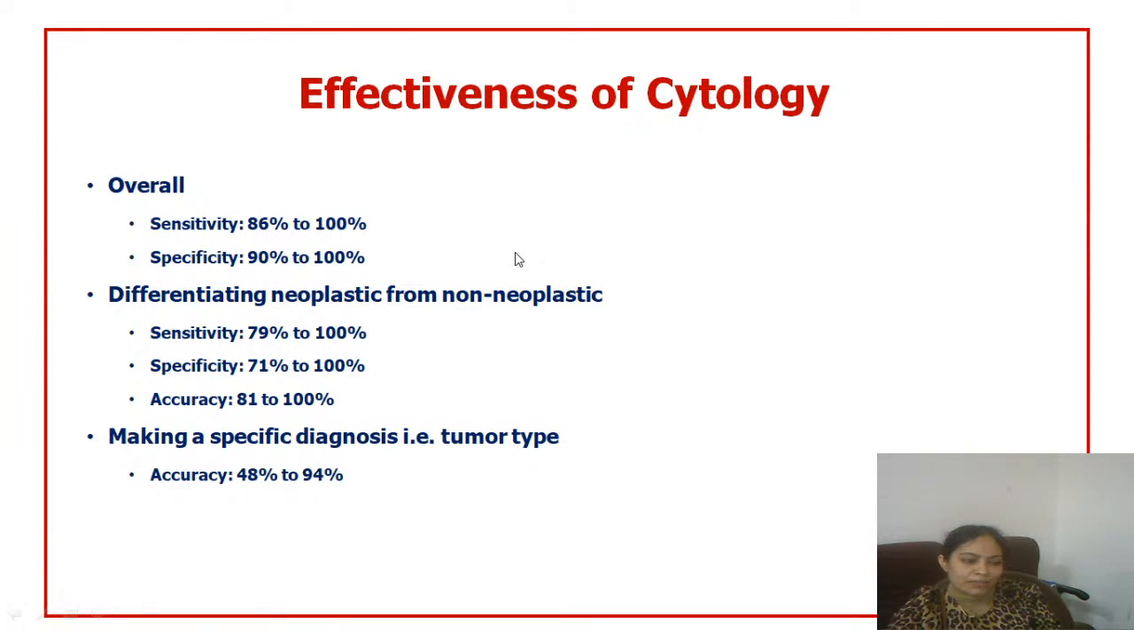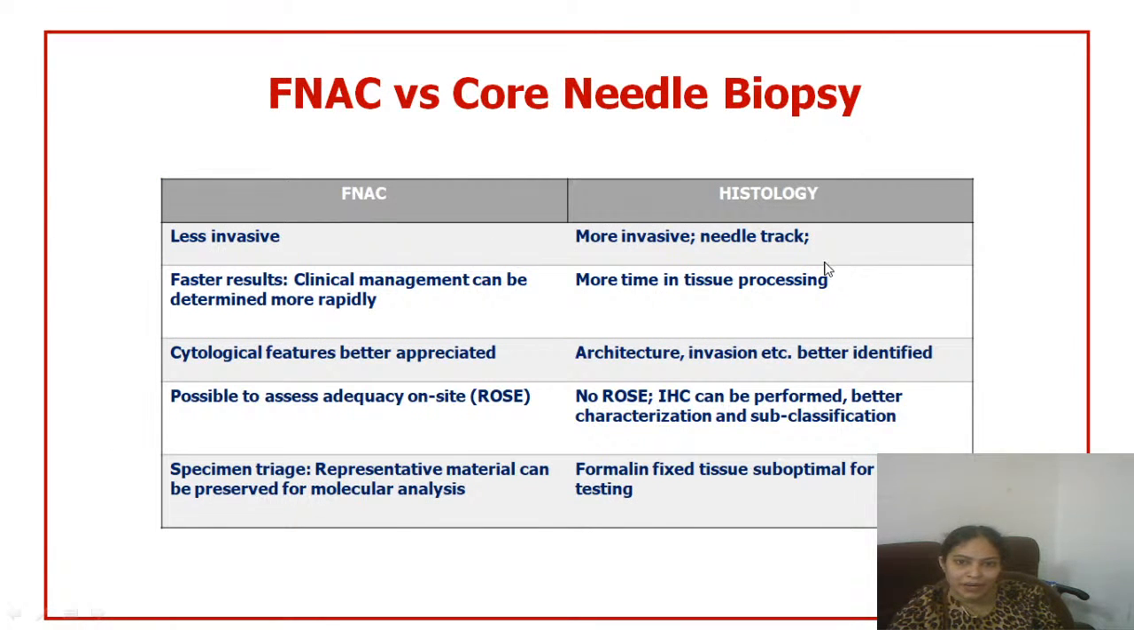Overall, fine needle aspiration cytology has a sensitivity ranging from 86 to 100% and a specificity ranging from 90 to 100%. But when you look at the ability to differentiate neoplastic from non-neoplastic, it has a diagnostic accuracy from 80 to 100%. However, while making a specific diagnosis, as in specifying what tumor type it is, the accuracy is a little lower. Compared to core needle biopsy, FNAC is preferred because it's a less invasive technique.